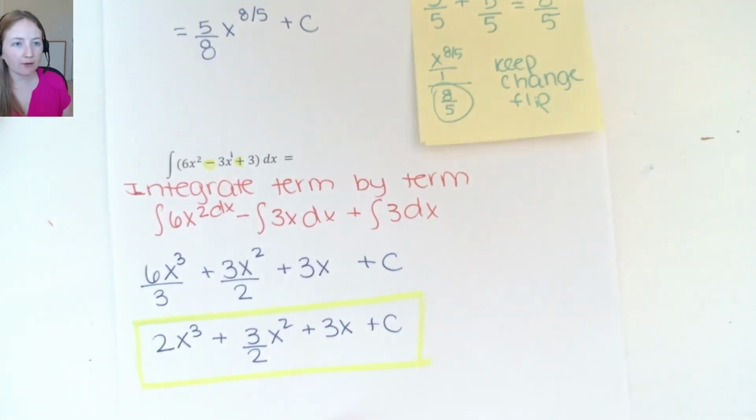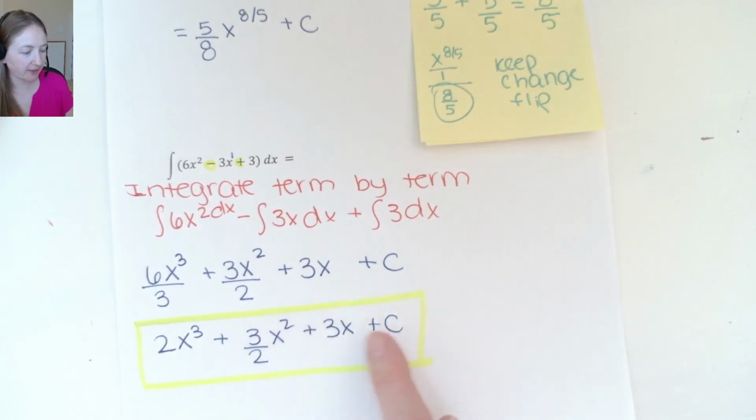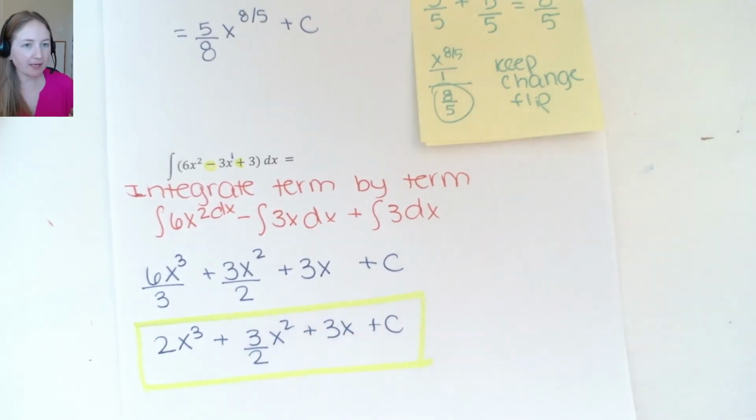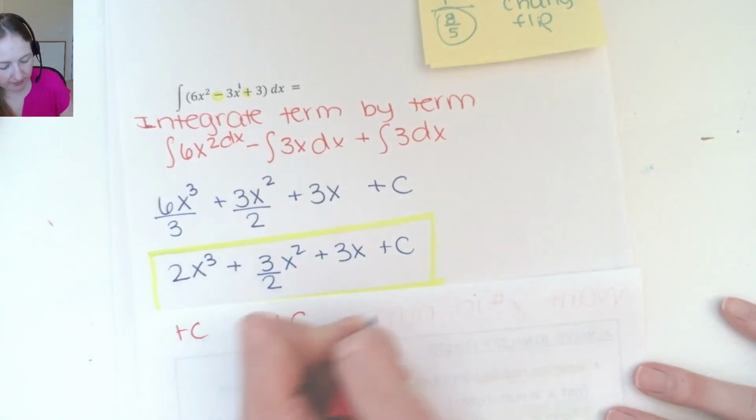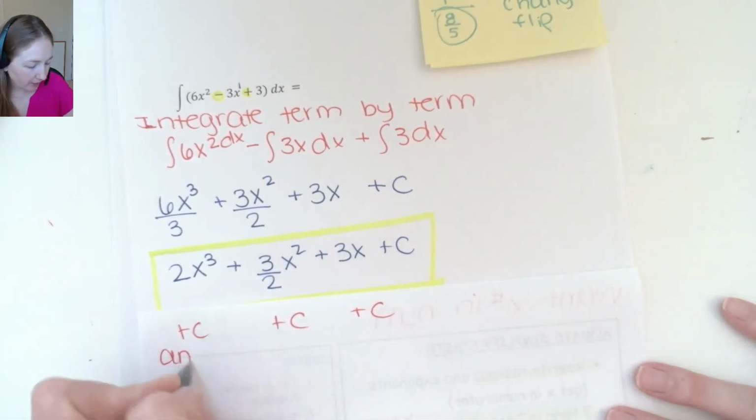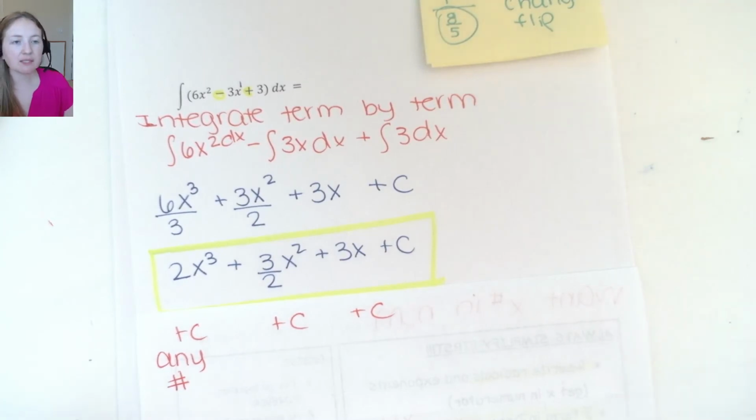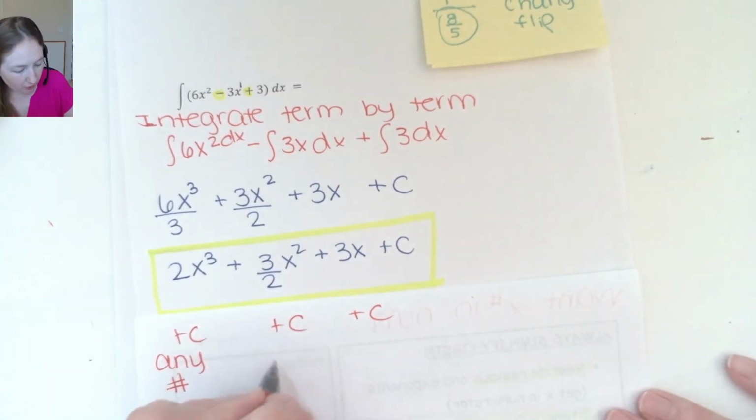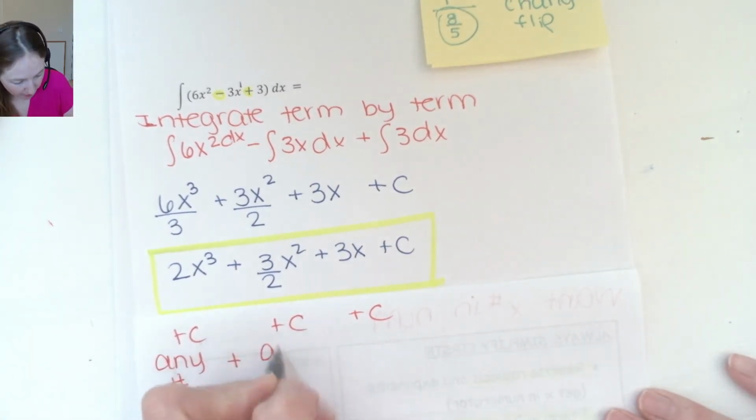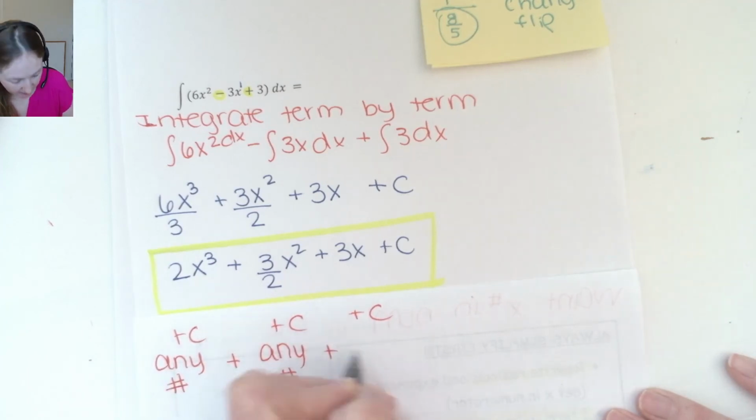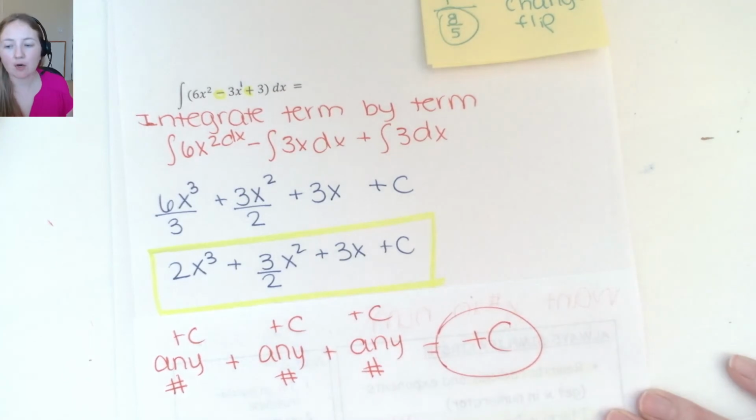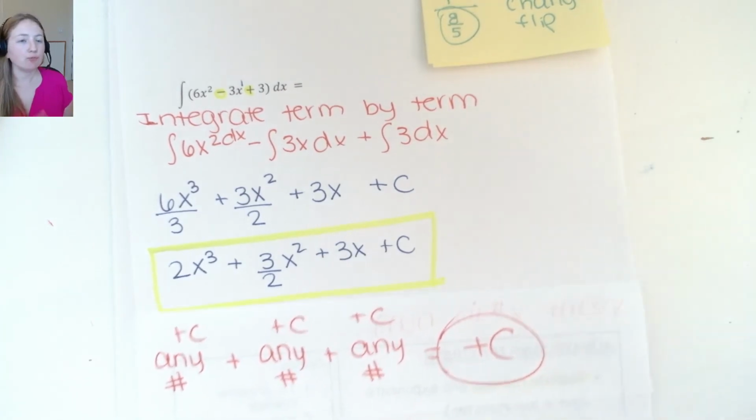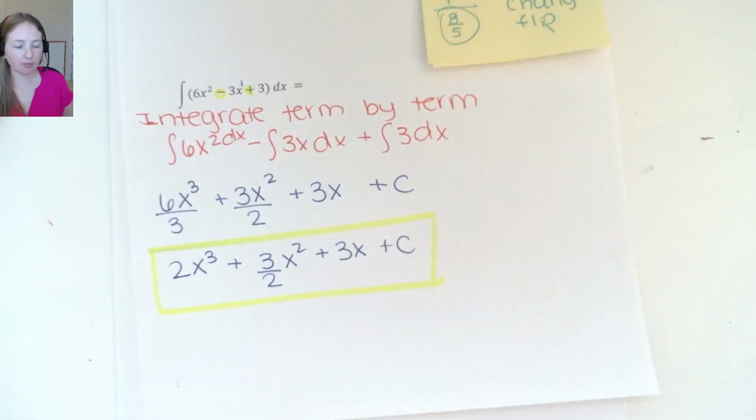Now, one thing that I do want to mention that comes up from time to time is people are like, why don't I add a plus c here, a plus c here, and a plus c there? Because I have those three separate terms. Just so you know, if you add the plus c, plus c, plus c, remember what plus c represents. It represents any arbitrary number. So if you take an arbitrary number plus another arbitrary number, you are just going to get one big arbitrary number.